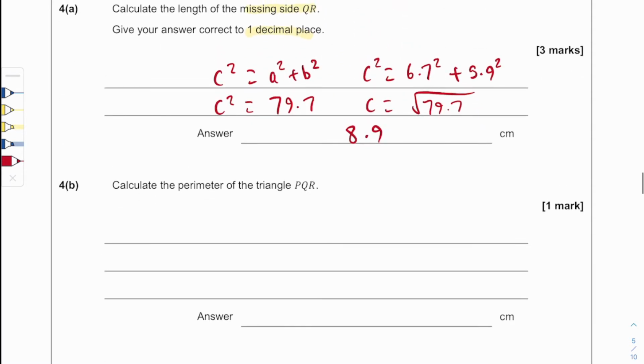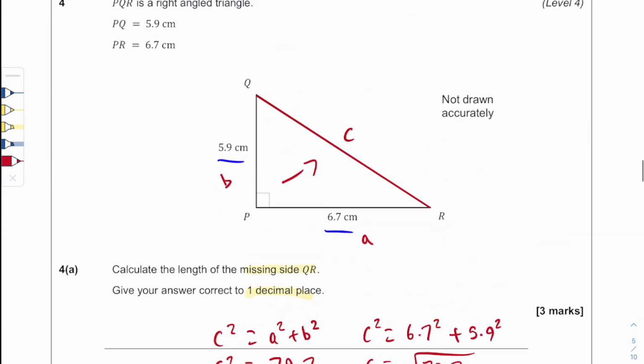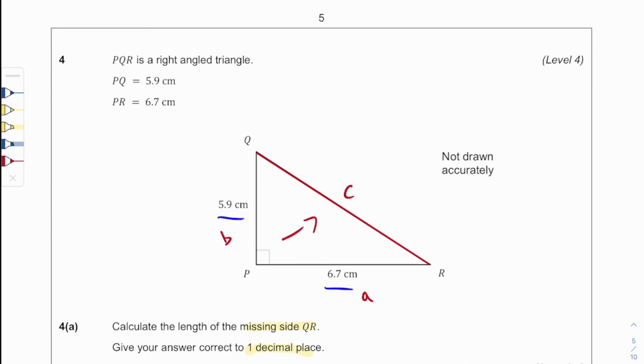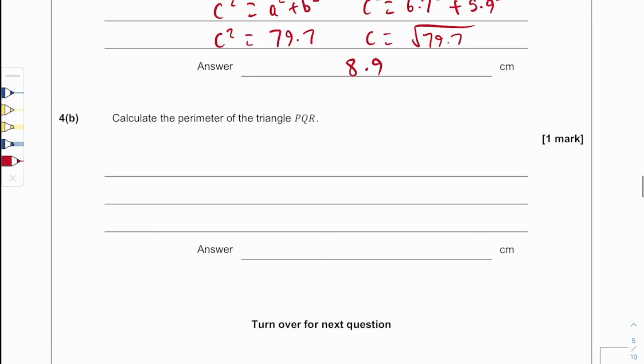So part B says calculate the perimeter of the triangle PQR. Okay, so perimeter, just remember that the perimeter of any shape is simply the edges or the sides all added together. So we add C, A and B. So we'll just say that our perimeter, which we'll call P, is equal to A plus B plus C.